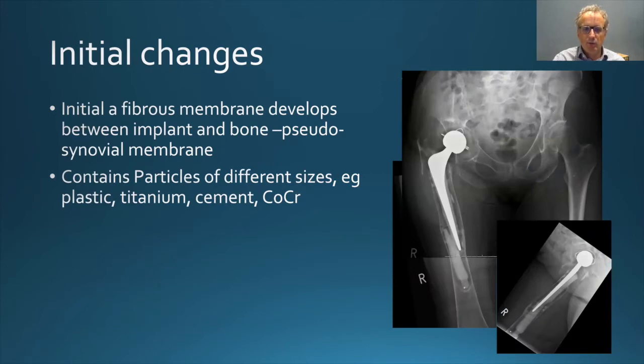Now initially, when you put an implant in, you get a fibrous membrane developing between the implant and the bone, called the pseudosynovial membrane. That contains a lot of cells, but it also contains particles of different sizes, such as plastic, titanium, cement, and cobalt chrome.